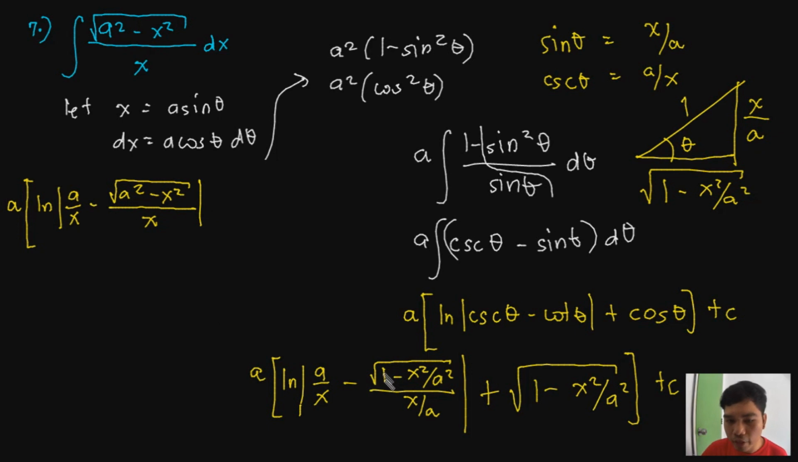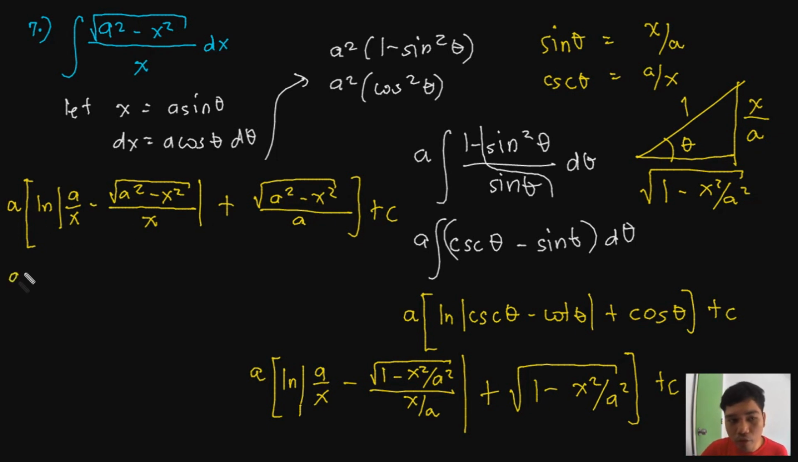Okay, so hopefully nag-guess nyo kung ano nangyari dito, kasi this will be multiplied by a, but this will be divided by a. So kaya makakancel yung a, and then plus, that's why the same thing will happen here, diba? So that is square root of a squared minus x squared divided by a, and then plus c. So this could be your final answer.